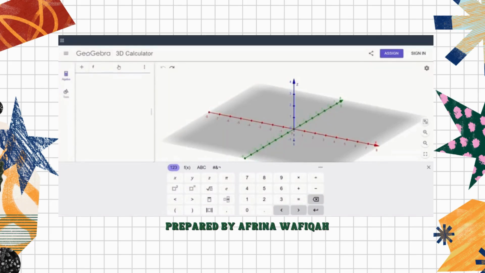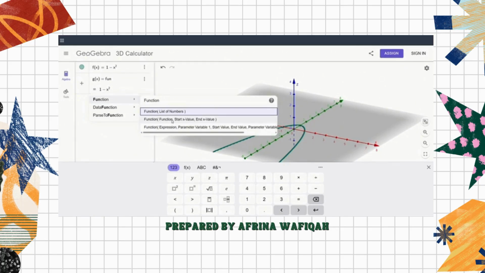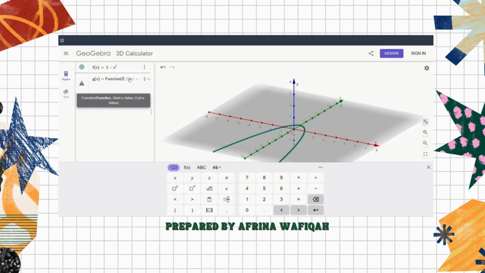First, I open GeoGebra and select the 3D calculator. I make sure the algebra input panel is visible. Next, I enter the function f(x) equals 1 minus x squared and press enter. This creates a parabola. Then, I restrict the domain of the function by entering g(x) equals if 0 is less than or equal to x and x is less than or equal to 1, f(x). This keeps only part of the curve.